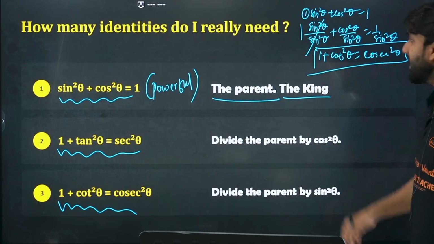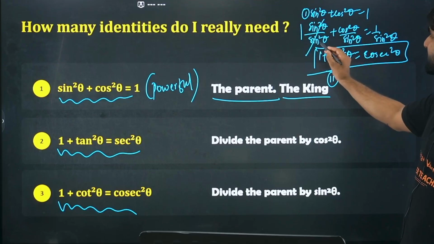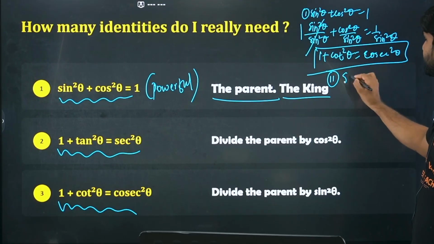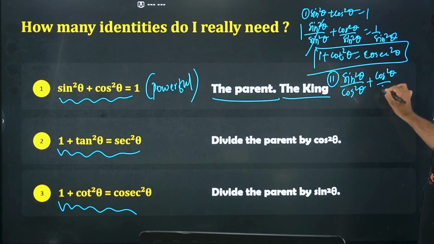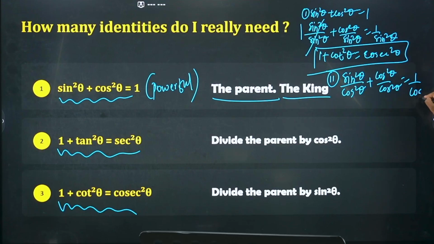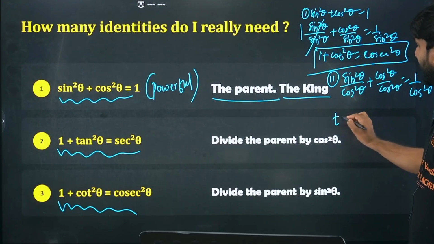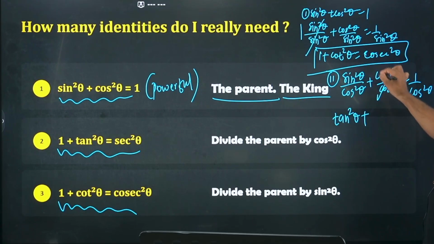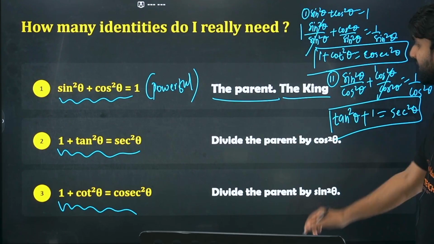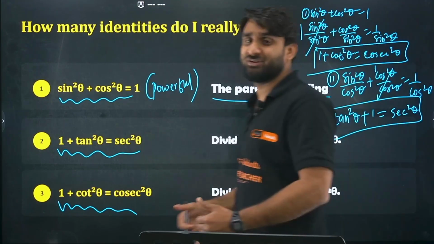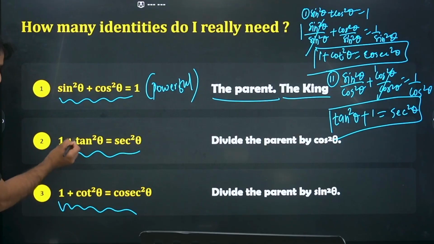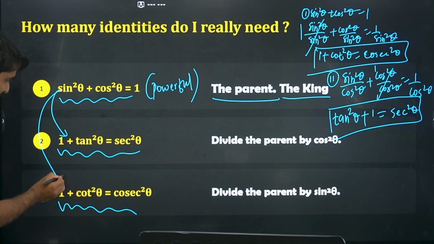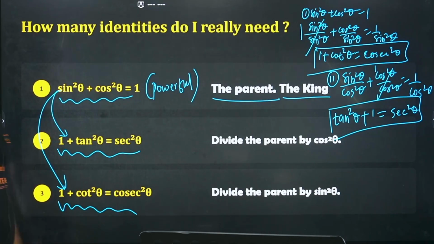Can you see here? First we divided by sine, now divide this entire equation by cos. So sine square theta divided by cos square theta, cos square theta divided by cos square theta, and this is equal to 1 by cos square theta. So sine by cos is equal to tan, so this will be tan square theta. Cos by cos cancels to 1. 1 by cos square theta is equal to sec square theta. So we have the second identity: 1 plus tan square theta equals sec square theta. That is the reason why we are calling this identity the parent, the king, because this identity comes from this, and this identity also comes from this. This is the father, mother, this is the parent.